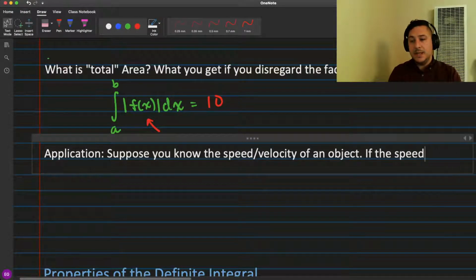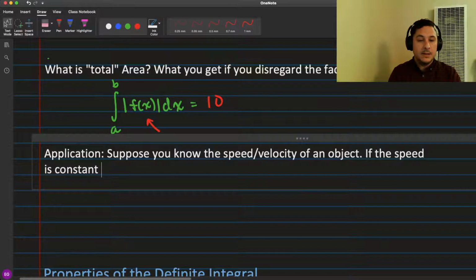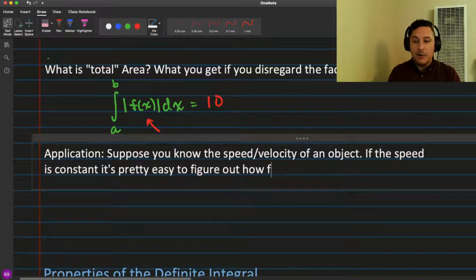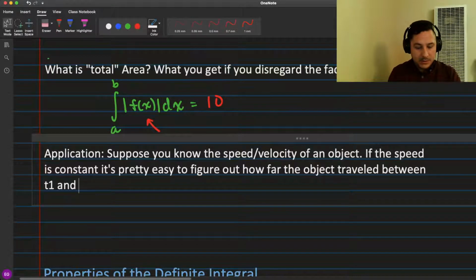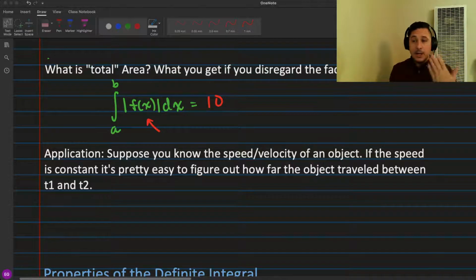If the speed is constant, it's pretty easy to figure out how far the object traveled between time 1 and time 2. What's the formula for this? If you're dealing with a constant speed, how do you figure out the distance traveled? What's the formula for that?